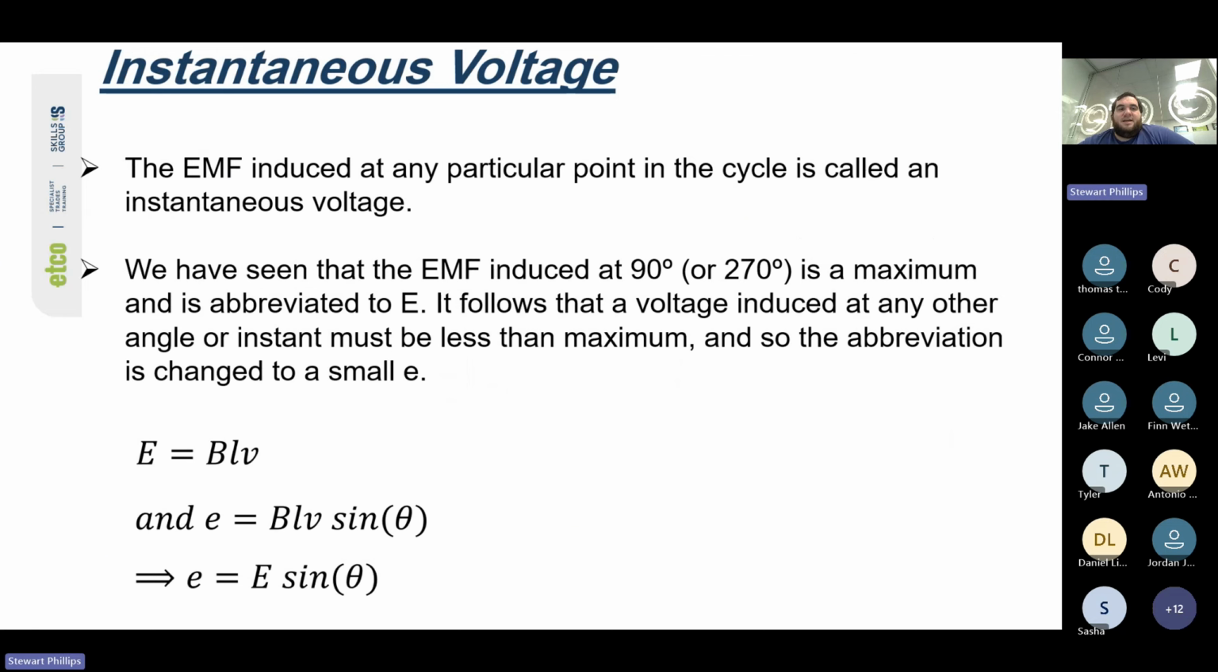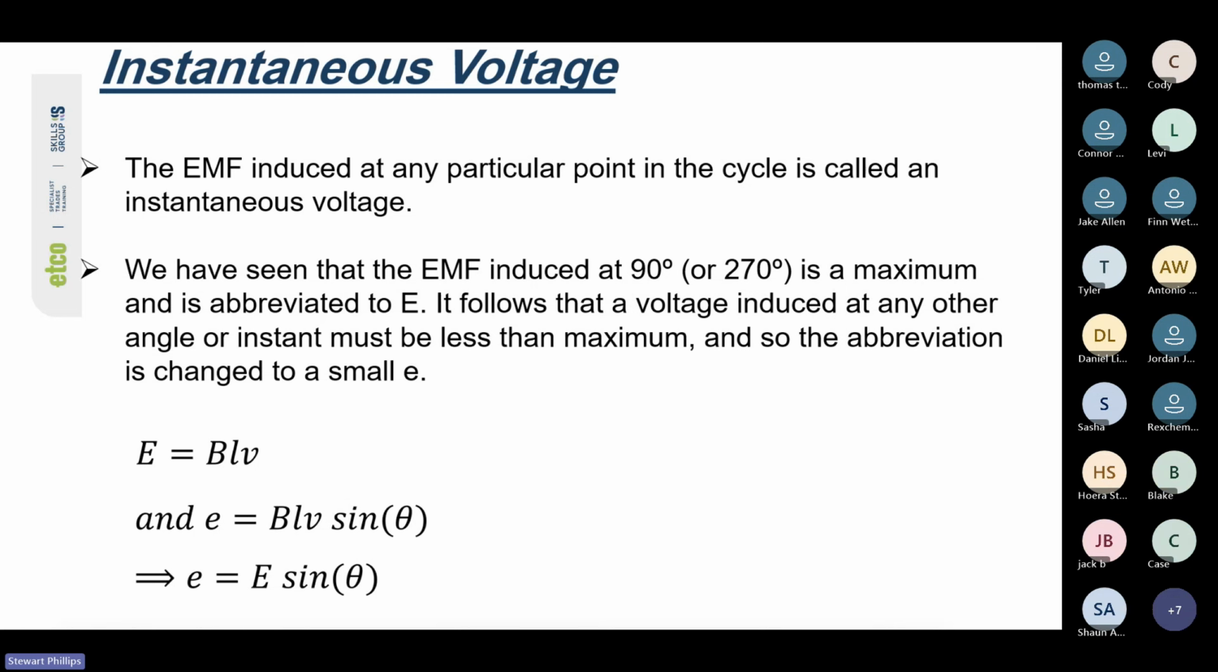And then we figured out how to work out the voltage if we're given an angle. If the peak is BLV and e is BLV sine theta, then we can write e as E sine theta. I'm going to throw some numbers out there and then I want you guys to calculate.